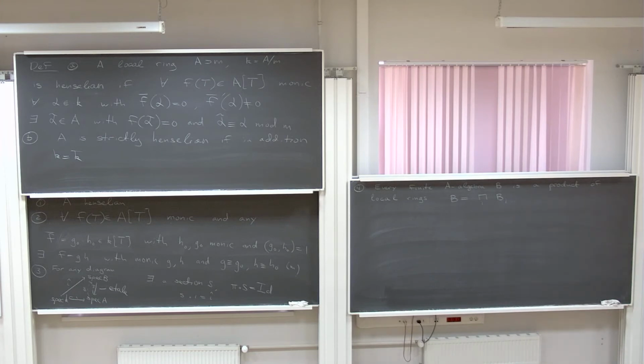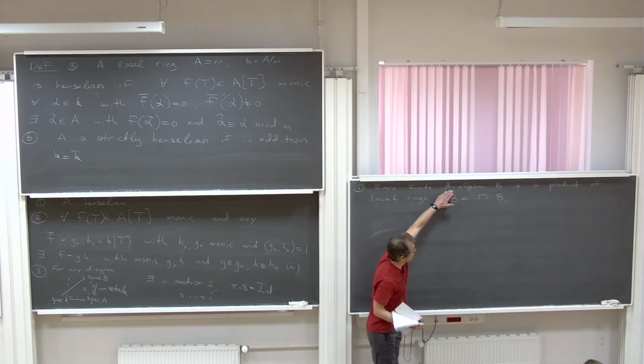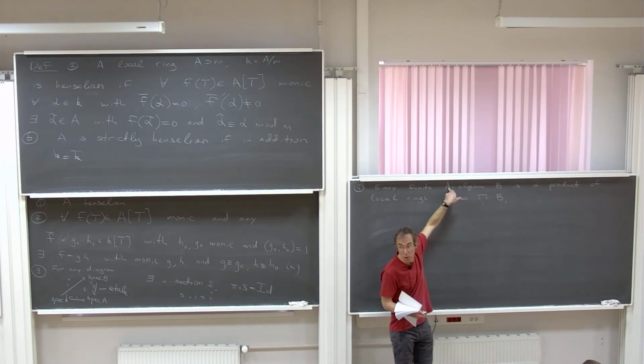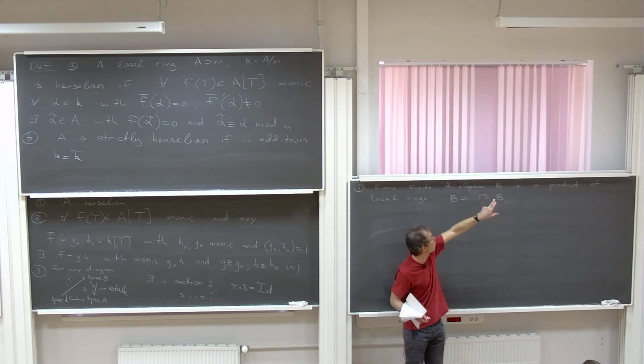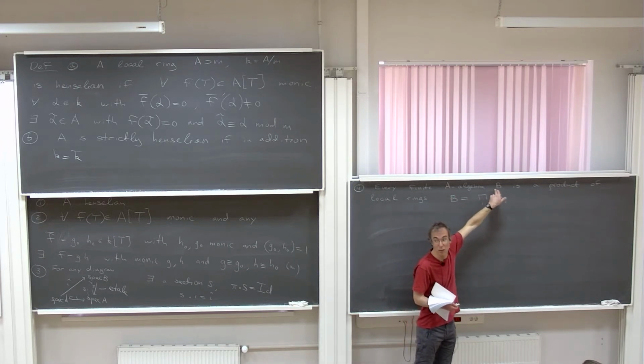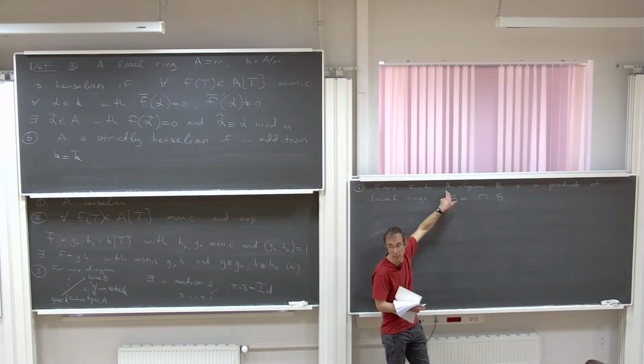Okay, so A is a local ring, right? And B is a finitely generated A module, which means that the morphism from spec B to spec A is finite. And in particular, spec B has finitely many maximal ideals. They are all over the maximal ideal in A, right?